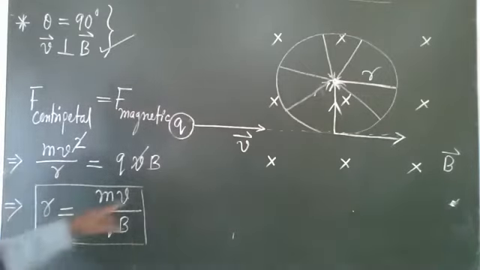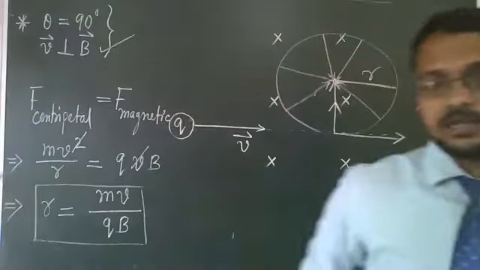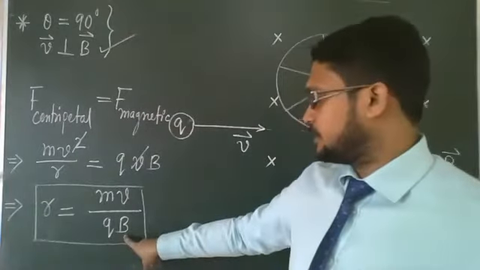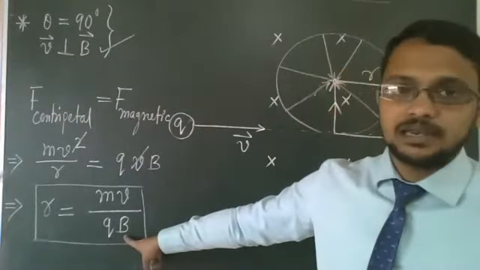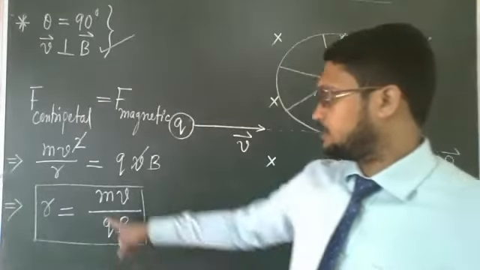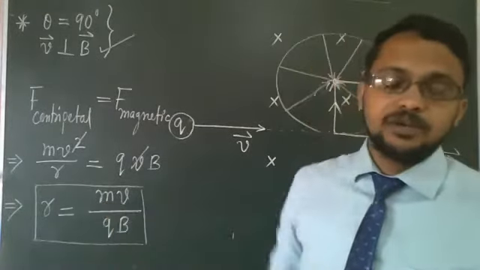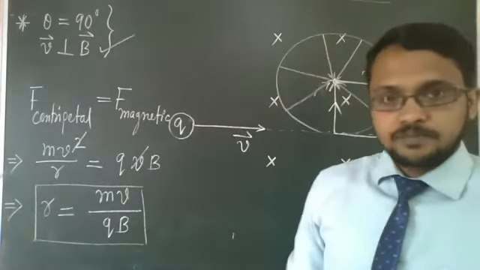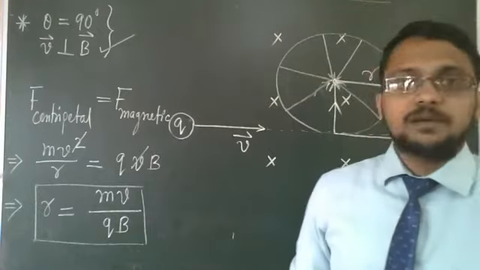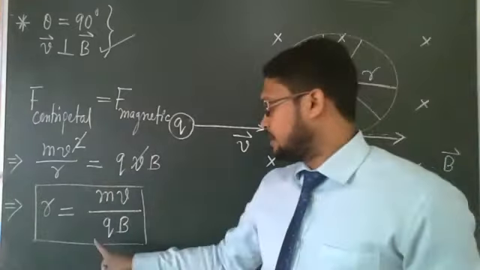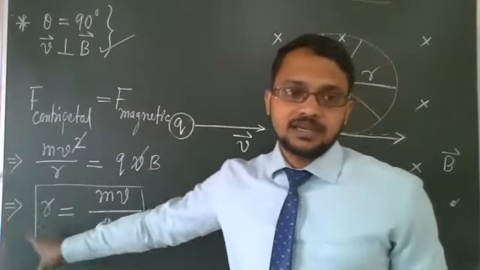So radius depends on velocity. If velocity is more, radius will be more. Radius depends on the magnetic field. More magnetic field, less radius. Less magnetic field, more radius. It depends on the mass of the charged particle. If we take two charged particles, suppose a proton and an alpha particle, their masses are different, so you will get different radius. Different charge, then also different radius.